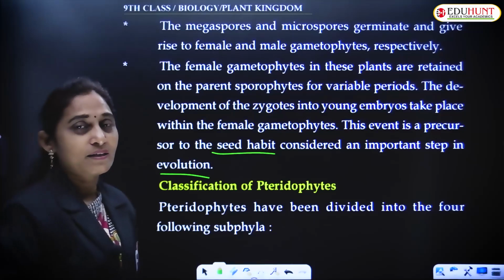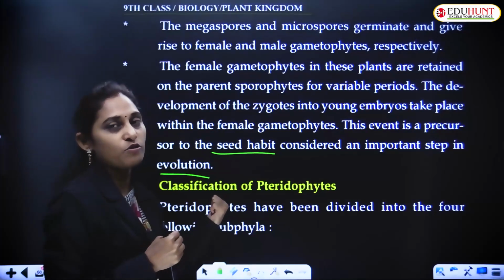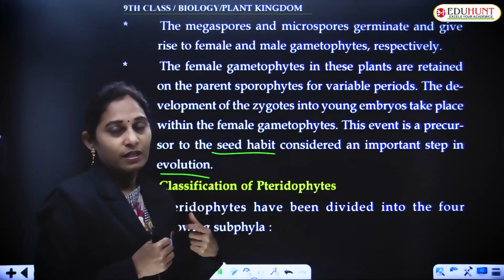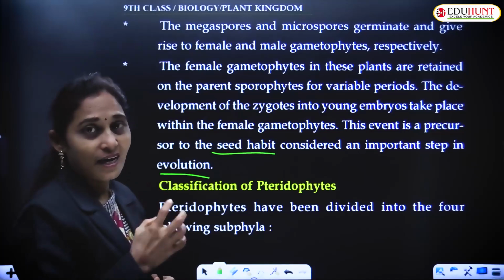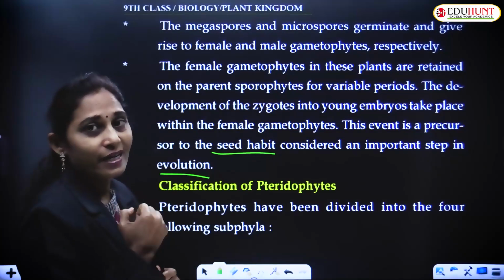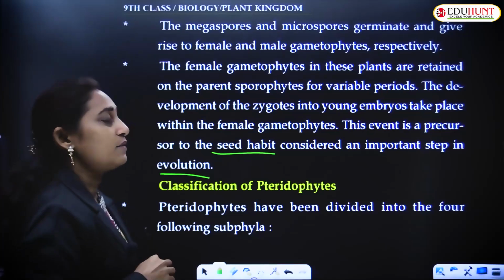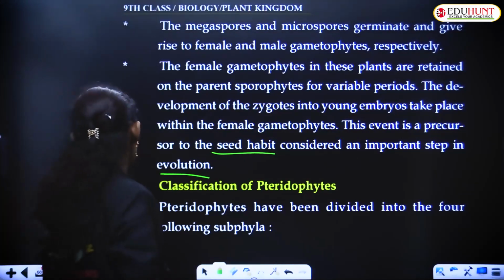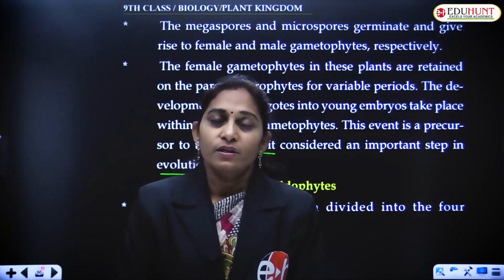Pteridophytes do not produce seeds, but they have the initial step for the production of seed. That is, the embryo is retained in the gametophyte and gives rise to the sporophyte. So this is about the class, my dear students.